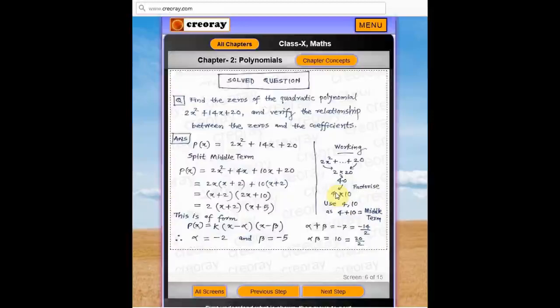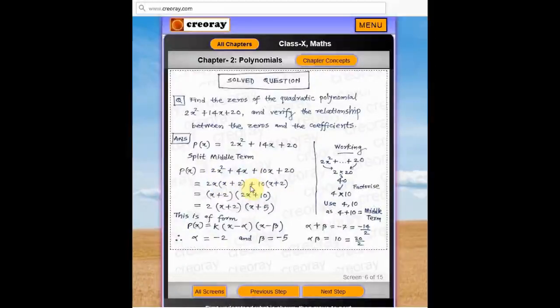So 4 and 10 gives you the product 40, and also if you sum it, you get the middle term. So let's split the middle term. 2x square, now 14x can be written as 4x and 10x, and this constant term is dropped as it is, plus 20. Now take out the common things, 2x into, so out of these things what remains? X plus 2. It will give you back 2x square plus 4x.